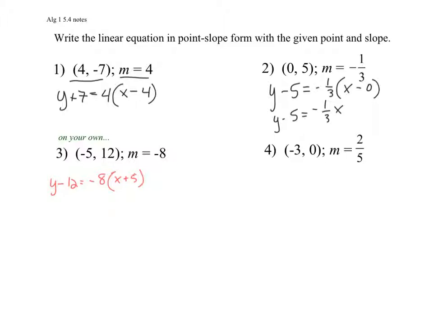So number 4, I've got the point negative 3, 0, and my slope is 2/5. So the equation of my line in point-slope form will be y minus 0 is equal to m, which is 2/5, times x minus x sub 1, which in this case is negative 3, so it's a positive 3.